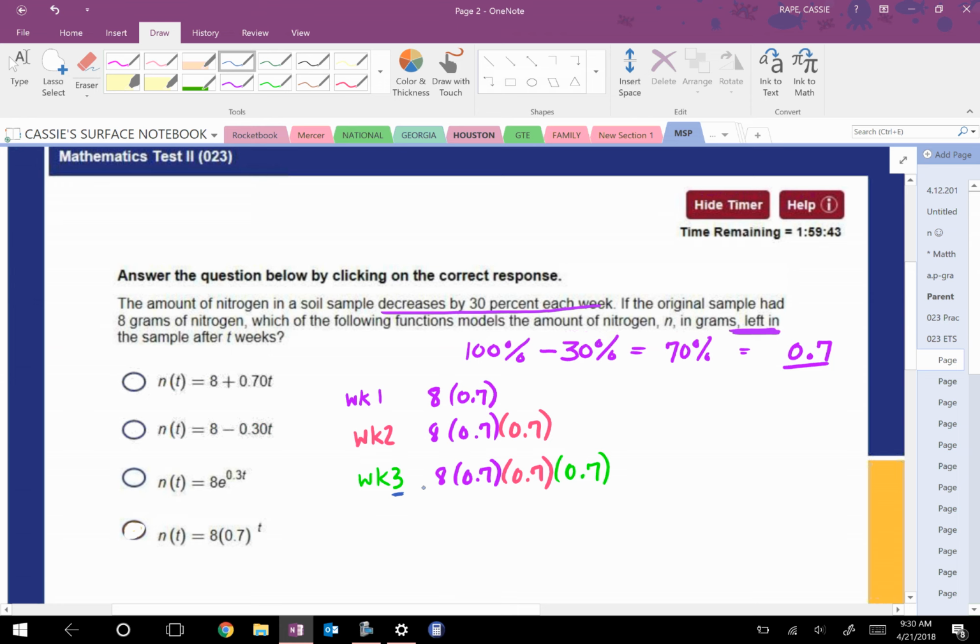So if you had week T, that would be 8 times 0.7, which would have been multiplied by that point T times. So that answer is D.